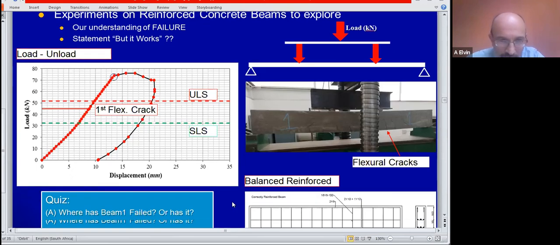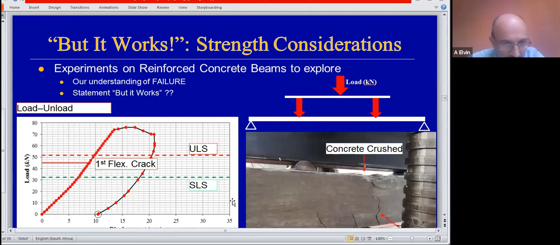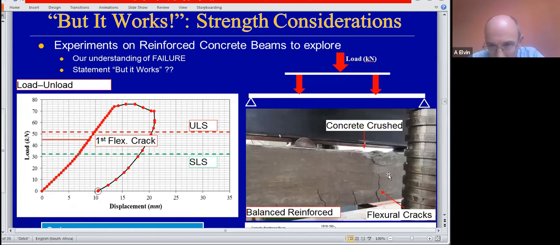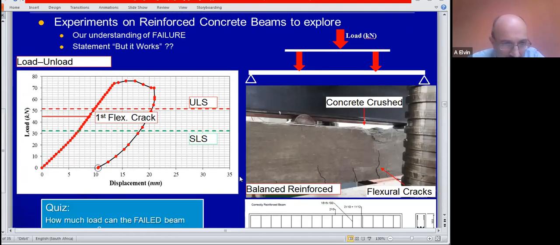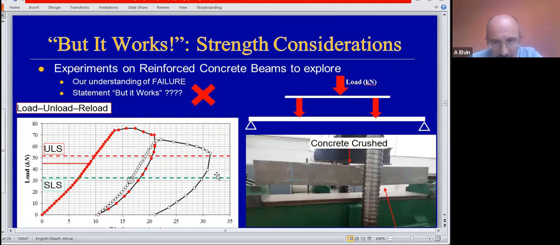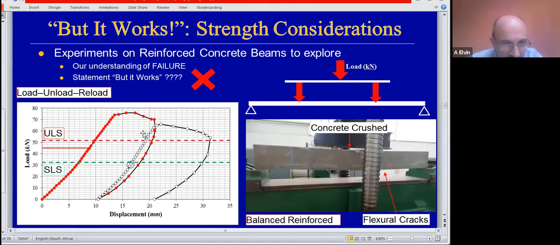Here's the answer. Unfortunately, most of you got it wrong. So here are the cracks to show you. There's a lot of crushing. Can you see the crushing? There's cracking here. Remember, we've got balanced reinforcement in here. Now let's look at the second load cycle. Oh, look at that. This photograph was taken here. So if you study this, I ask you, has this failed? This is the second load. Has it failed?